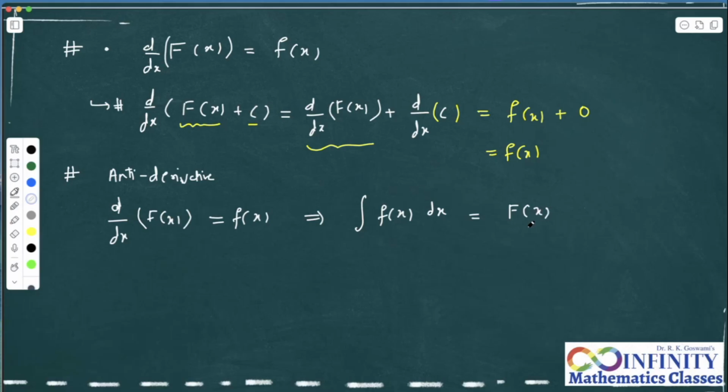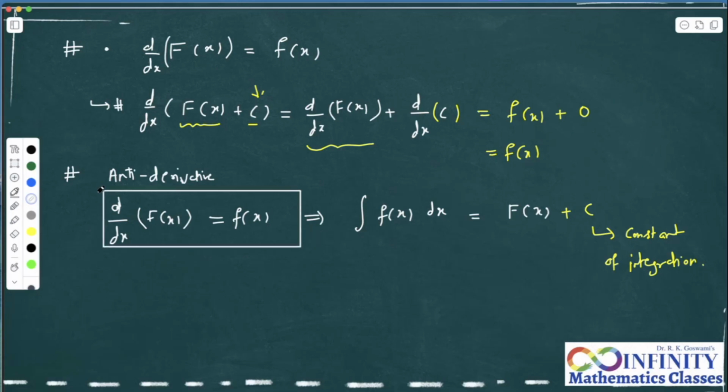And because I have seen that if you differentiate F(x) or F(x) plus c, you will be getting the same outcome, we usually add c there based on this assumption, where this c is called the constant of integration. So if you know that there is a function whose derivative is something, the integration of that term is going to be capital F(x) plus c.